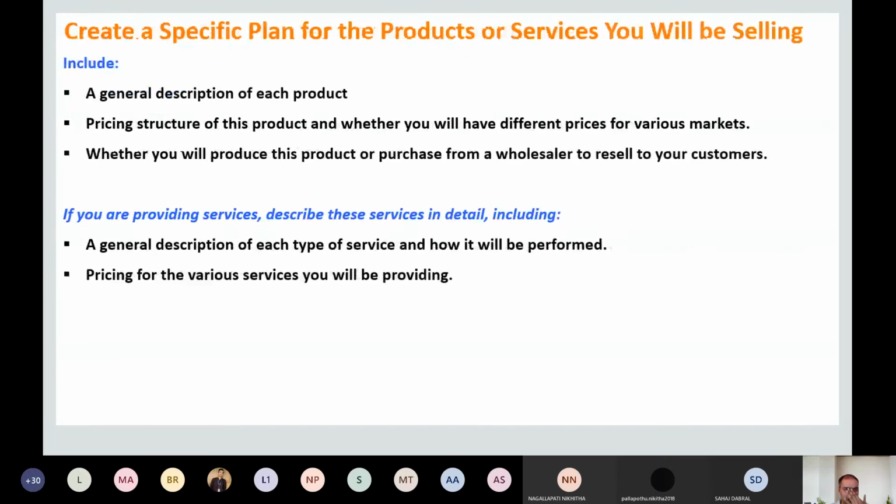Then you should include a general description about your product. What is the product you are going to manufacture? Why you are manufacturing the product? What will be the price of the product? Right? Okay. Because for some products, you should decide the price of the product from place to place.